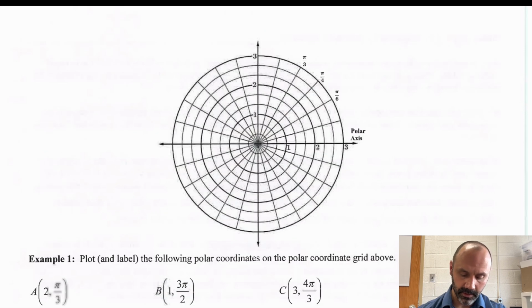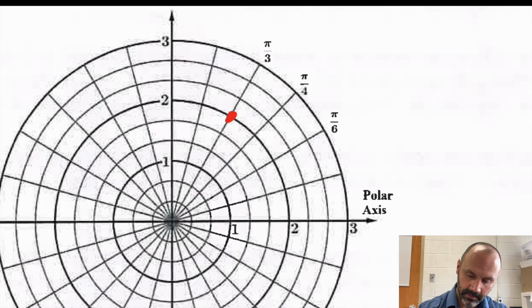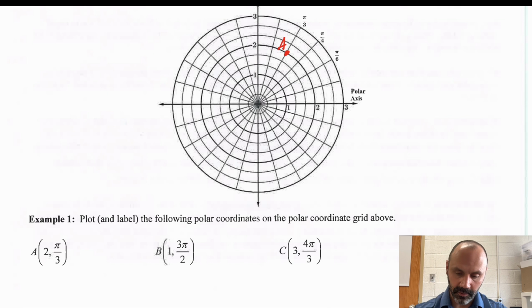So let's see, 2 comma pi over 3. So the way this works, I'm going to go out 2, and I'm going to go around pi over 3. And so my first point is going to be here, 2 comma pi over 3. That's A. All right, the next one, 1 comma 3 pi over 2. So if I go out to 1, and then 3 pi over 2, where is that? Well, 2 pi over 2 is over here, right? Because that would just be pi. So 3 pi over 2 would be over here. And so this is going to be point B.